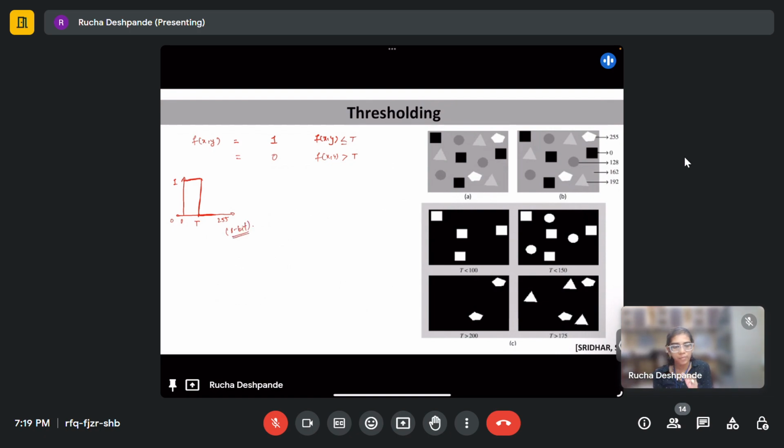Applying this threshold function will eliminate all the values after the threshold. All the values after the threshold will appear dark and all the values below the threshold will appear bright. Or it can be the other way around as well. So it can be like this.